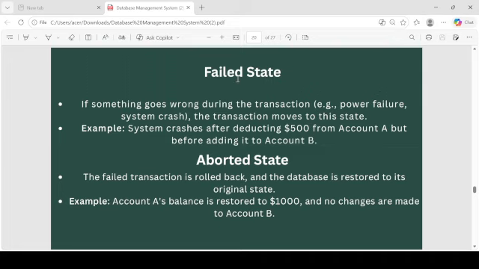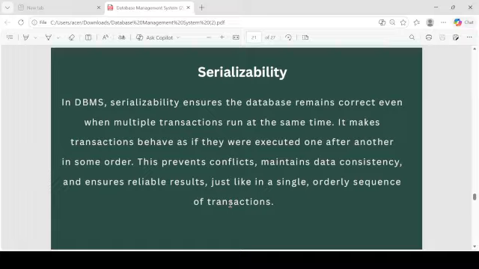The next state will be the failed state. If something goes wrong during the transaction, for example a power failure or system crash, the transaction moves to this state. For example, the system crashes after deducting 500 from account A but before adding it to account B. The next state will be the aborted state. The failed transaction is rolled back and the database is restored to its original state. Account A balance is restored to 1000 and no changes are made to account B.